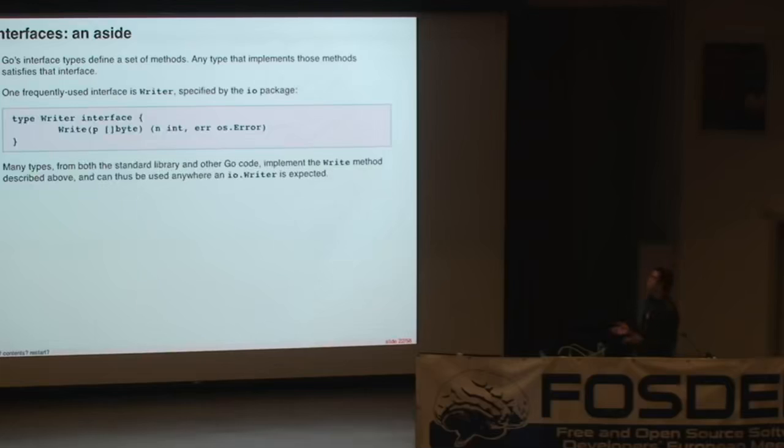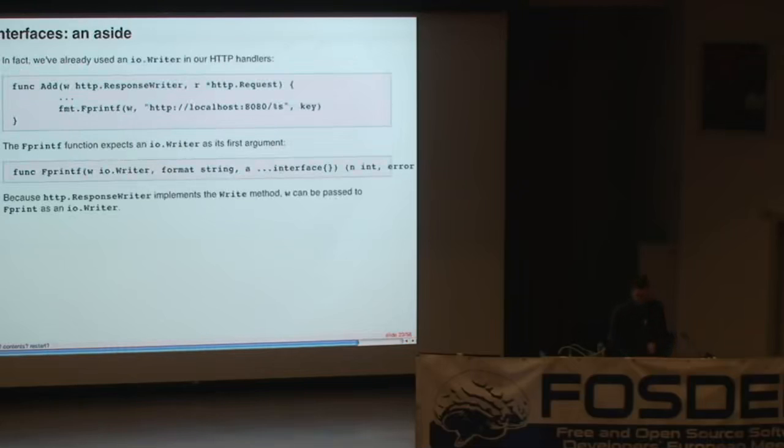So one of the most frequently used interfaces in Go is the Writer type, which is specified in the io package. And so the type Writer is an interface which contains the method Write, which takes a slice of bytes, or a buffer, and then returns the number of bytes written and an error value. There are many, many different types that implement writers. There are compressors, network connections, HTTP connections, files, tar archives, you name it, it's in there.